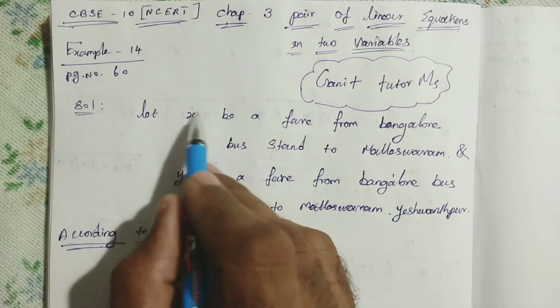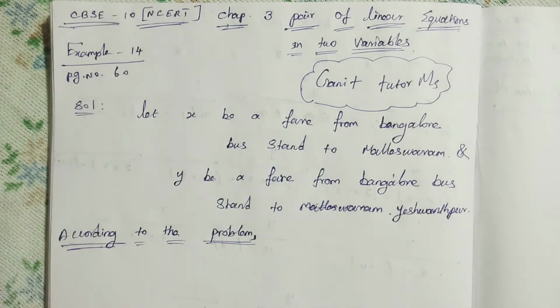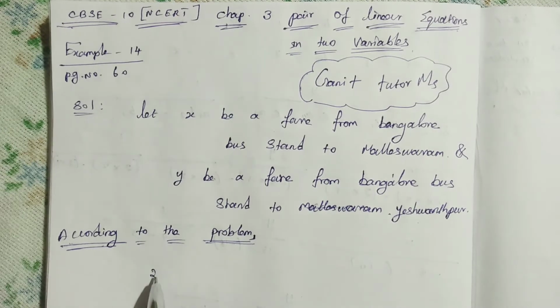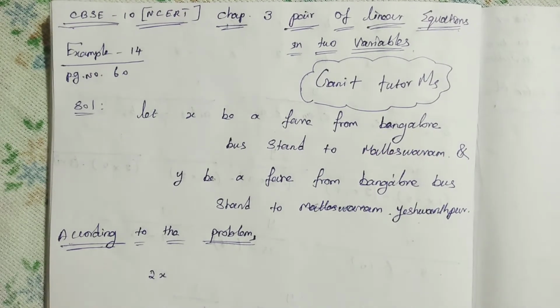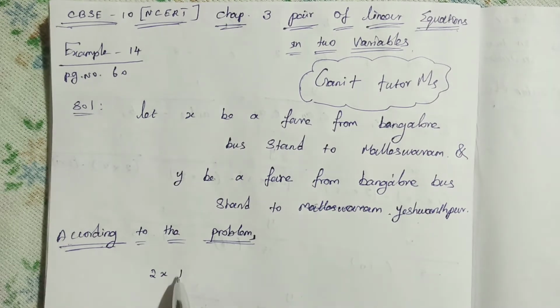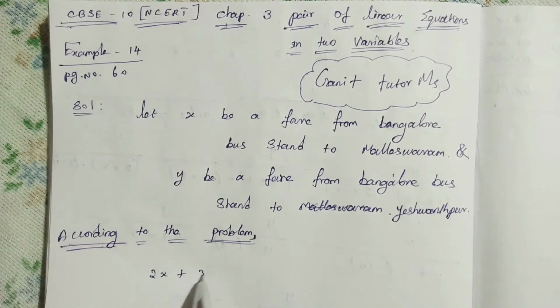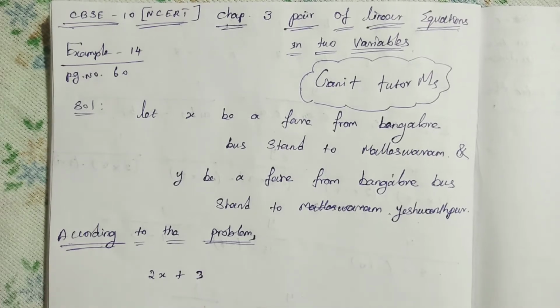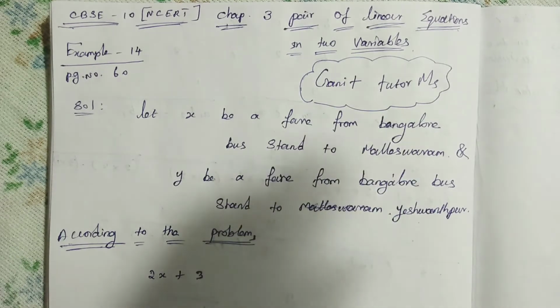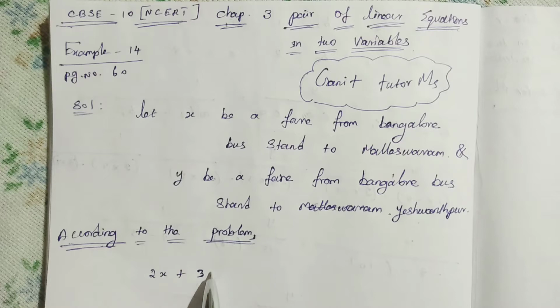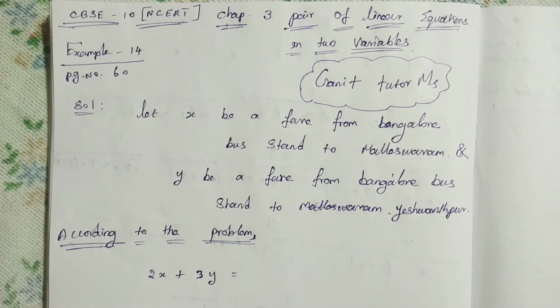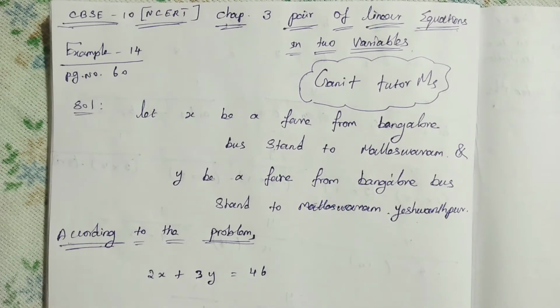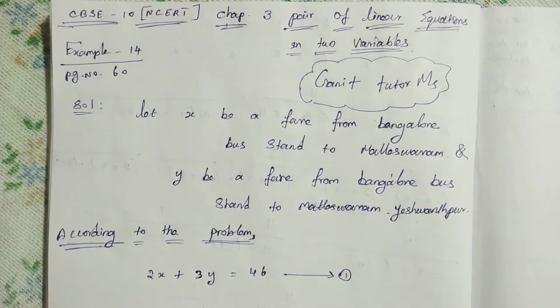So we take x as the fare between Malleshwaram and Bangalore bus stand. So 2 into x, that is the cost of 2 tickets from Malleshwaram to Bangalore bus stand, plus 3 tickets for Yeshwantpur to Bangalore bus stand. We take that as y, the cost value. The total cost for this is 46 rupees. Clear? This is equation number 1.